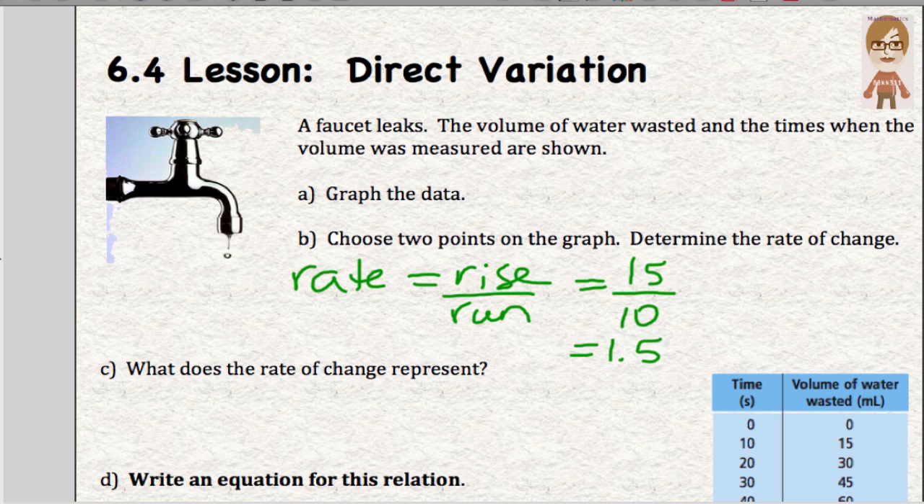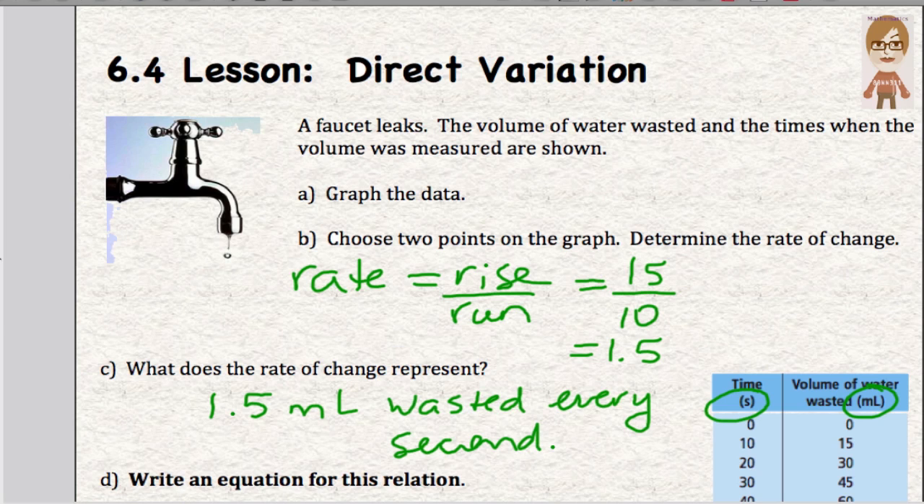The next part is asking, what does a rate of change represent? Well, what does 1.5 represent? Remember our table talked about milliliters per second. So 1.5 milliliters is wasted every second. Then it asks you to write an equation for this relation.